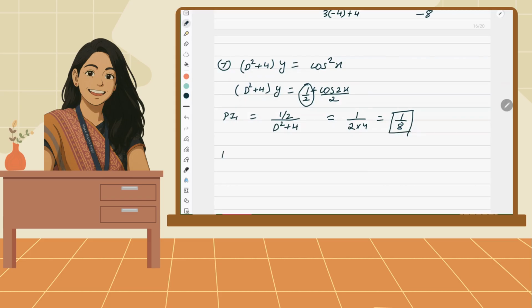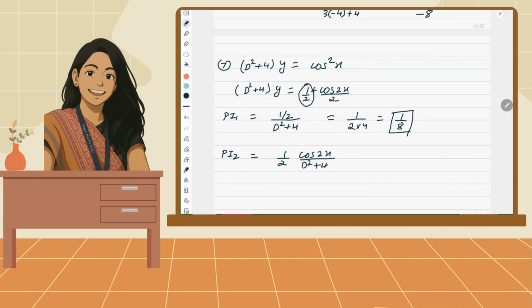Correct? Now let us work for PI2. Now PI2 is equal to 1 by 2. I usually prefer to take constant here only so that I should not forget. If you want, you can do for cos 2x and at the end you can divide it by 2. But it is better to take the minus sign or coefficient, whatever is there, along with your PI calculation so that you should not miss it. So 1 by 2 cos 2x upon d square plus 4.